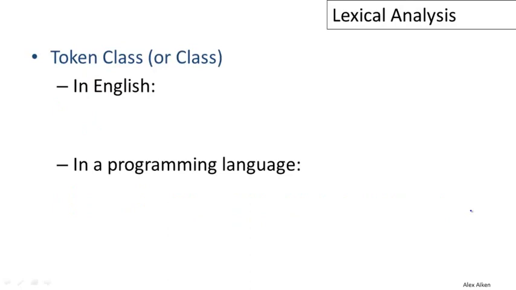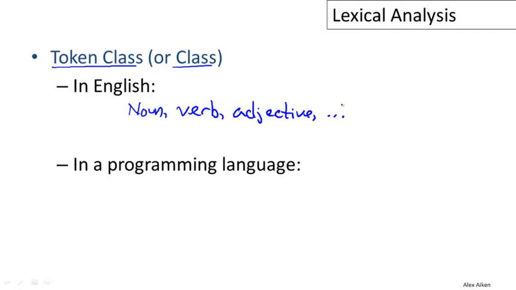Now, it doesn't just place these dividers in the string, however. It doesn't just recognize these substrings. It also needs to classify the different elements of the string according to their role. And we call these token classes, or sometimes I'll just call it the class of the token. And in English, these roles are things like noun, verb, adjective.